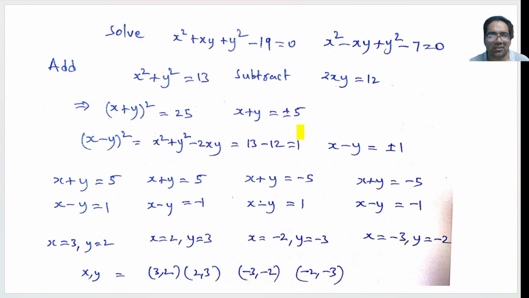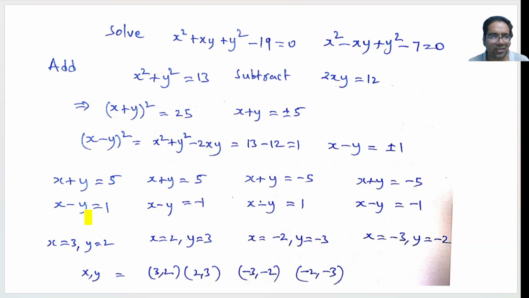We have x + y equals plus or minus 5 and x − y equals plus or minus 1. That means we have four combinations. x + y can be plus or minus 5, and x − y can be plus or minus 1. So x + y = 5 with x − y = 1, x + y = 5 with x − y = −1, then x + y = −5 with x − y = 1, and x + y = −5 with x − y = −1. These are the four sets.